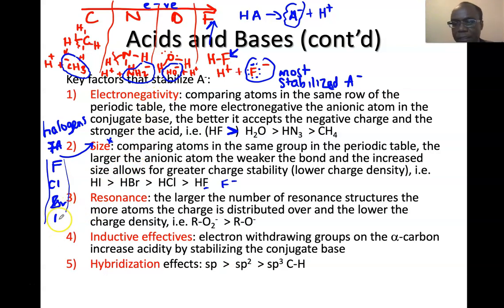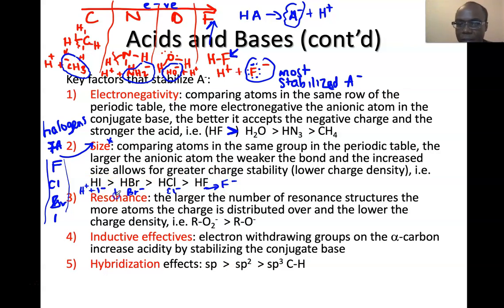Iodide is way big. It has so many energy shells, so it's big. So there's room to hide the negative electron charge within the anion, within the conjugate base. HI will give you I minus, HBr will give you Br minus, HCl will give you Cl minus, HF will give you F minus.